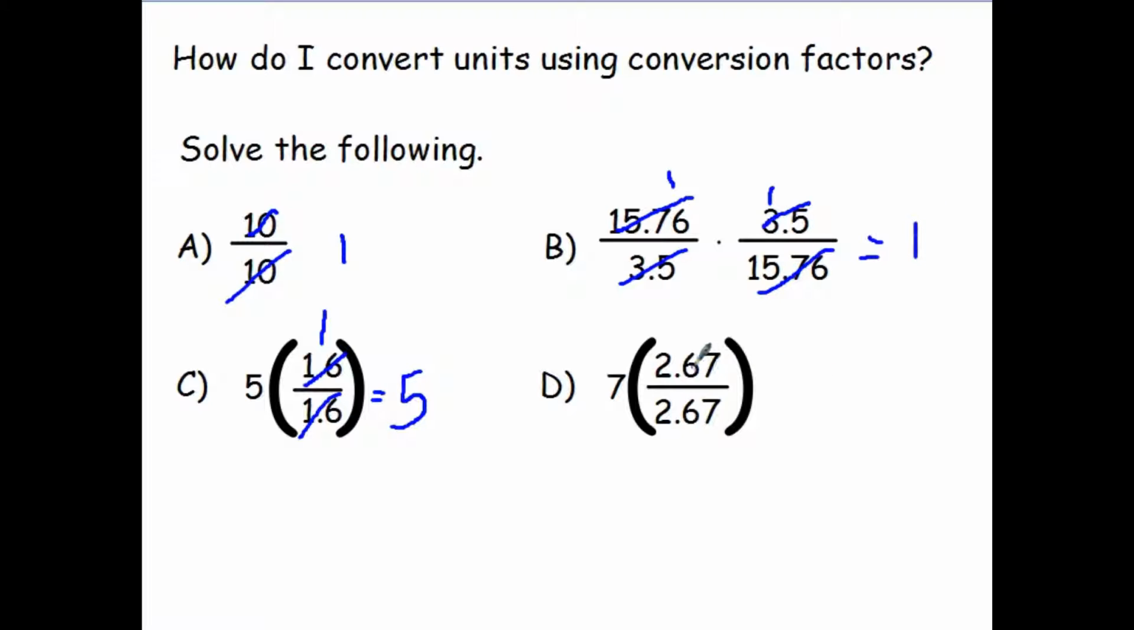Down below we have another example. So here we've got 2.67 divided by 2.67. That's a factor of 1. And when I multiply anything by a factor of 1, I get that same thing back. So this will be equal to 7.